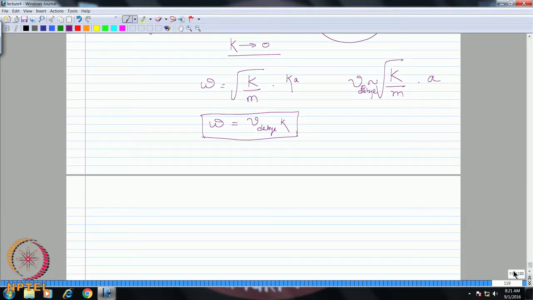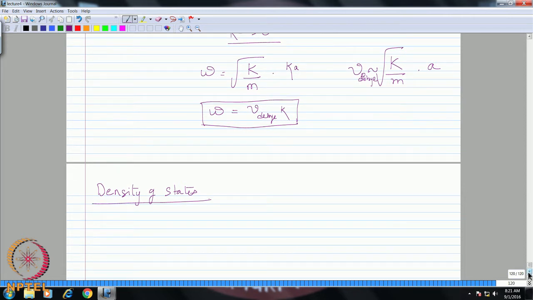So, now what we will do next is, from these quantized modes of wave vector, we will go on and define a quantity called density of states. We will do this for both electrons and phonons. Okay. So, what is this density of states?